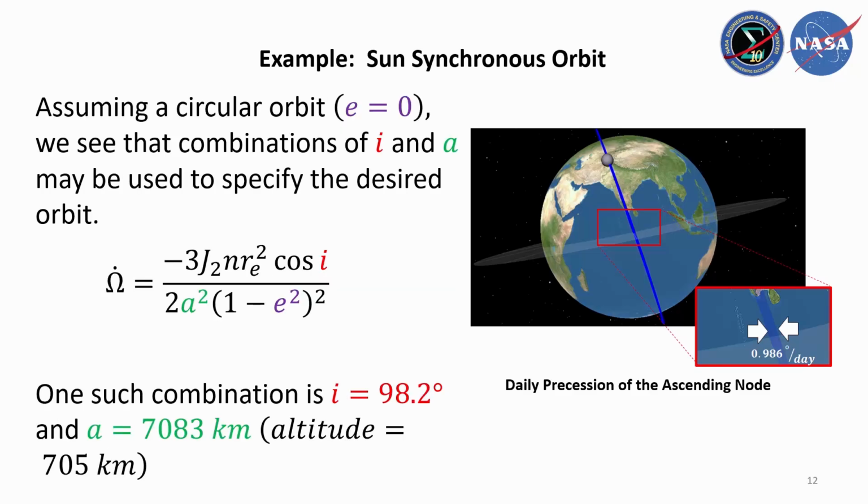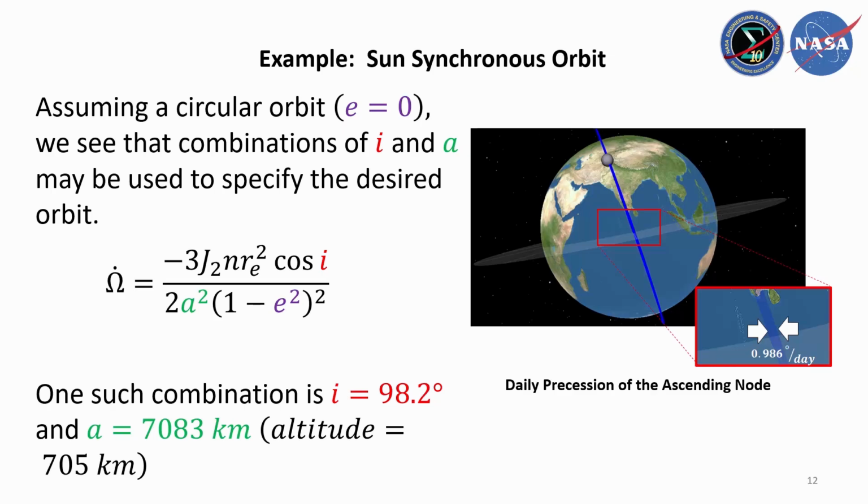Assuming a circular orbit, we see from the equation that a number of combinations of inclination and semi-major axes may be used to attain the desired magnitude. However, it is important to note that we must make the precession eastward, which means that the precession must be positive. The only way to obtain that is to require our orbit inclination to be greater than 90 degrees.